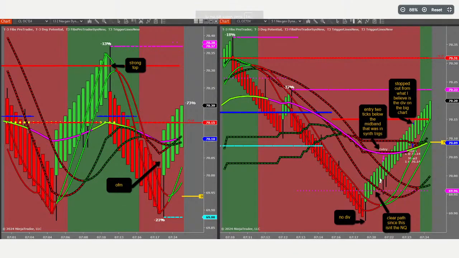Odds favorable, no divergence, perfect entry, didn't work. And I think that was a time frame thing. Strong top, that's a good look. That's a good look, Morgan, didn't work. And clear path since it's not NASDAQ, yeah. Just didn't go, man.